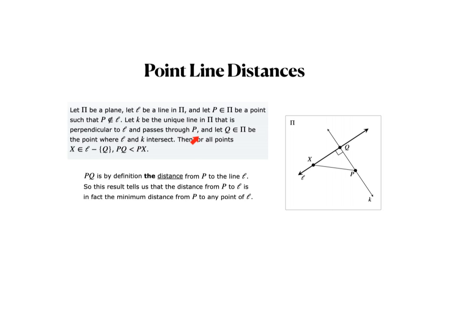Then for all points X that are elements of my line but not Q, the distance between P and Q, the length of segment PQ, has to be less than the length of segment PX. And if you think about it, it makes sense. The shortest path between 2 points is the direct path, which is that perpendicular path. Now, if we look at the length of PQ, it is by definition the distance from P to the line L. So this result tells us that the distance from P to L is in fact the minimum distance from P to any point of L.